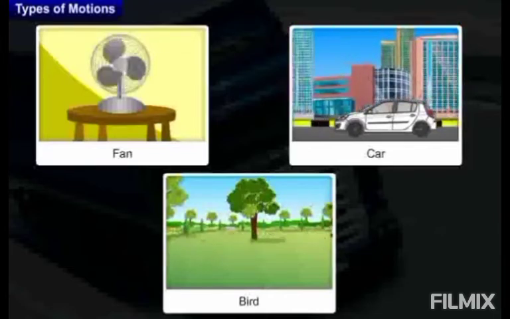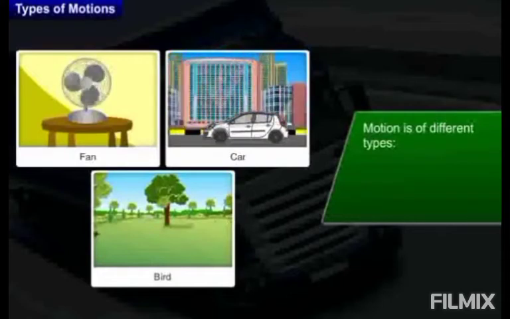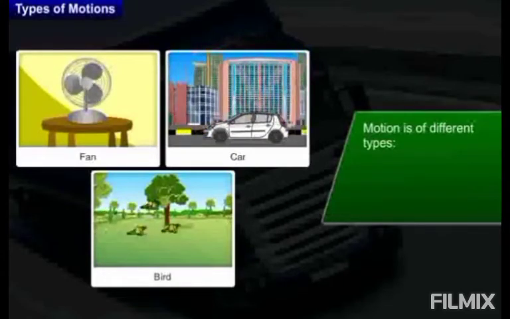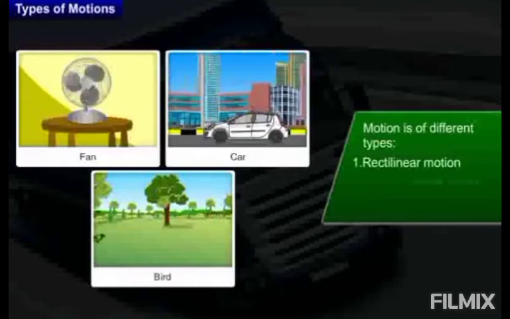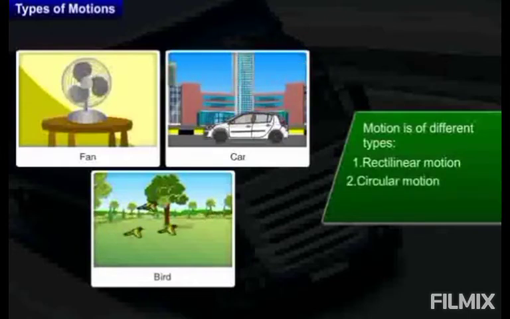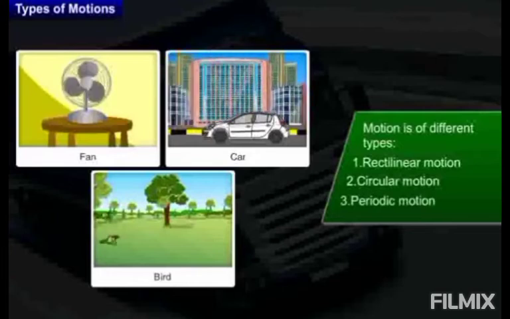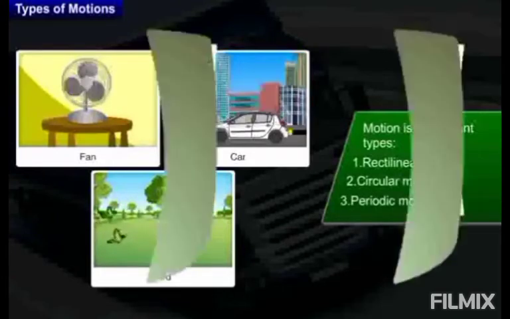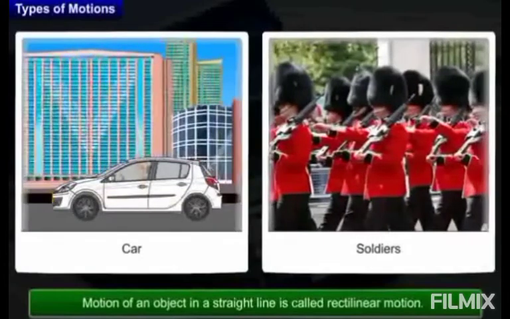According to us, there are three types of motion. The first one is rectilinear motion. The second one is circular motion. The third one is periodic motion. These are the three types of motion. First of all, we can see rectilinear motion.